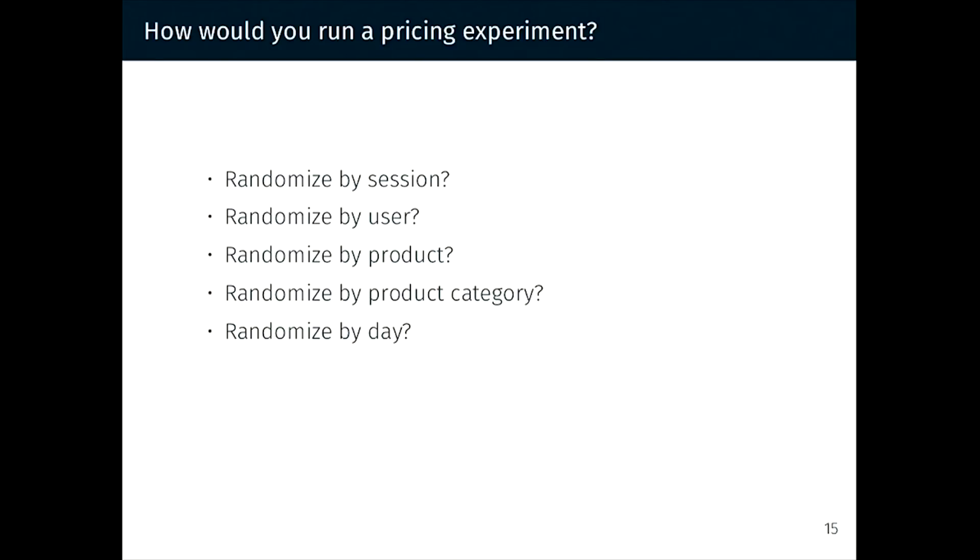Another crazy idea, maybe you could randomize by day. Each day you flip a coin and you bump all your prices up that day or bump them down that day, and then you try to track what happens. Of course, these days aren't independent of one another, and if someone sees a higher price one day, it could affect their behavior the next day. And so you've got this dependence problem.